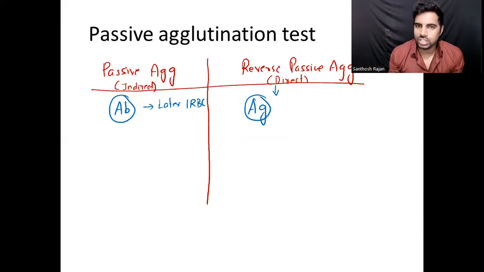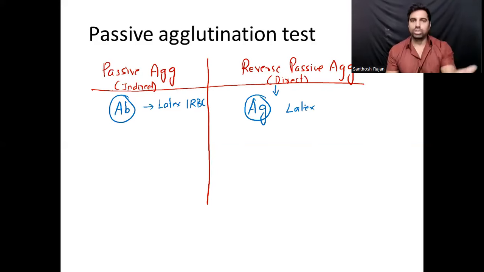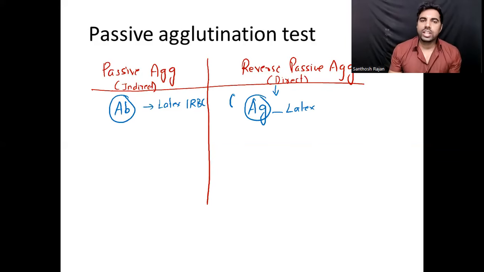Here again, antigen is detected, so the latex or RBCs are coated with the antibody. It is the opposite. So the idea is you are detecting the antigen here and the antibody there. So what are the examples?